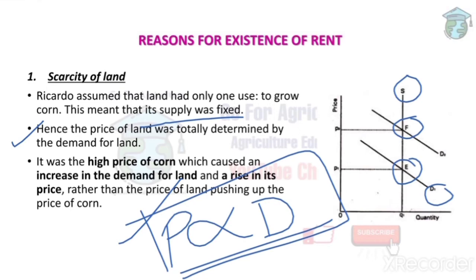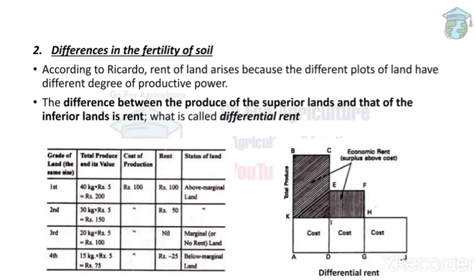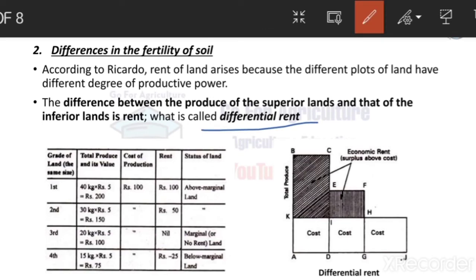Okay, so this is the first reason, and the next is the differences in the fertility of the soil. As I've told you before, when comparing land and land, the productivity will be different. Let's see with this small graph. In this I mentioned a term called differential rent. Differential rent means the difference between the produce of the superior land and the inferior land.